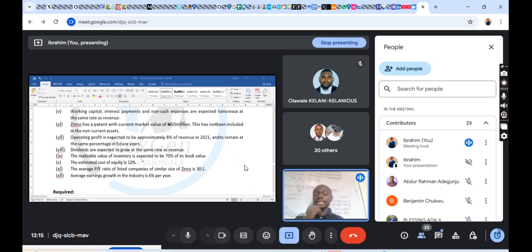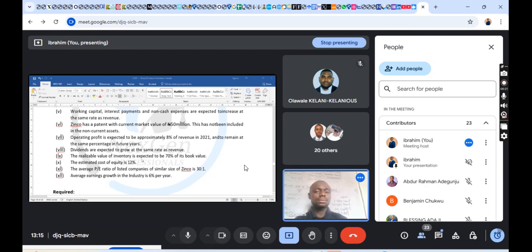Next, the estimated cost of equity is 12%. The average PE ratio of listed companies of similar size to Zinco is 30 to 1. That is 30 over 1. That is 30 ratio 1. It's 30 over 1.